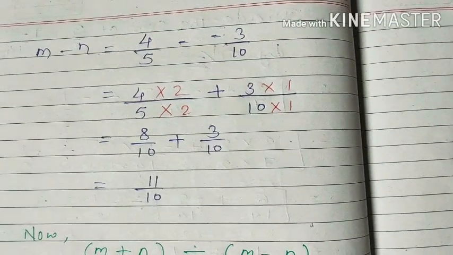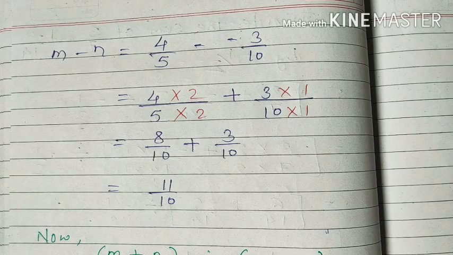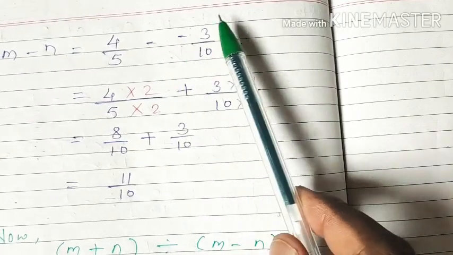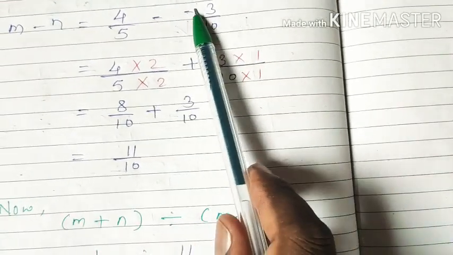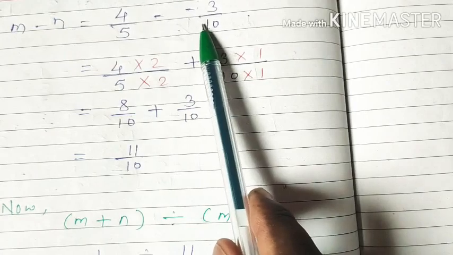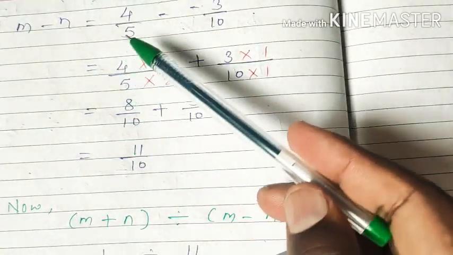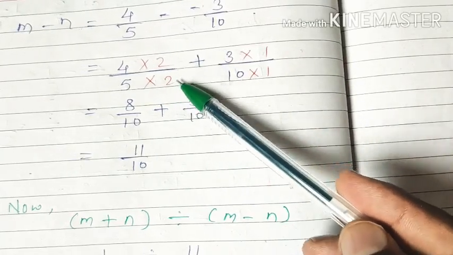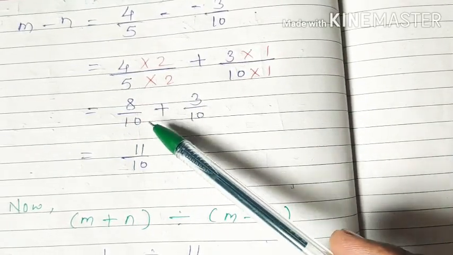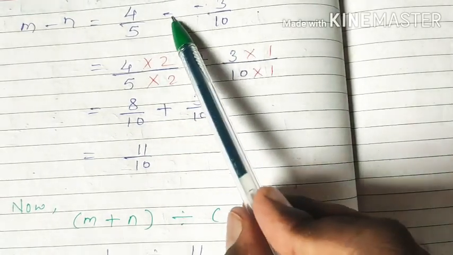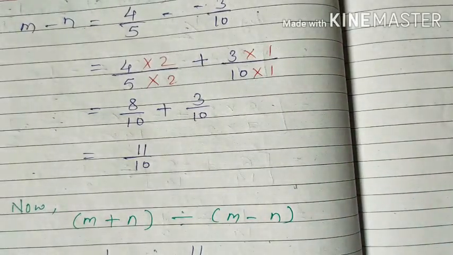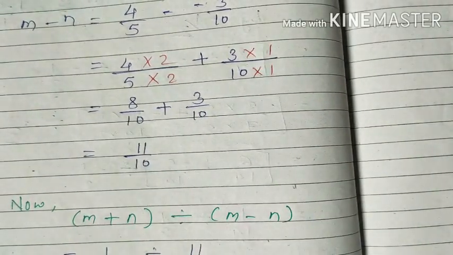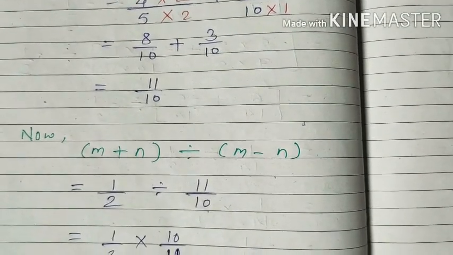So m minus n is 4 upon 5 minus 3 upon 10. Minus and minus will become plus sign. Again the denominators are different, so LCM is 10. So multiply 5 and 4, numerator and denominator, by 2. Same thing, 8 upon 10 plus 3 upon 10. Got it? So 10 plus 3 is 11 upon 10. Got it? Now what we have to find out?